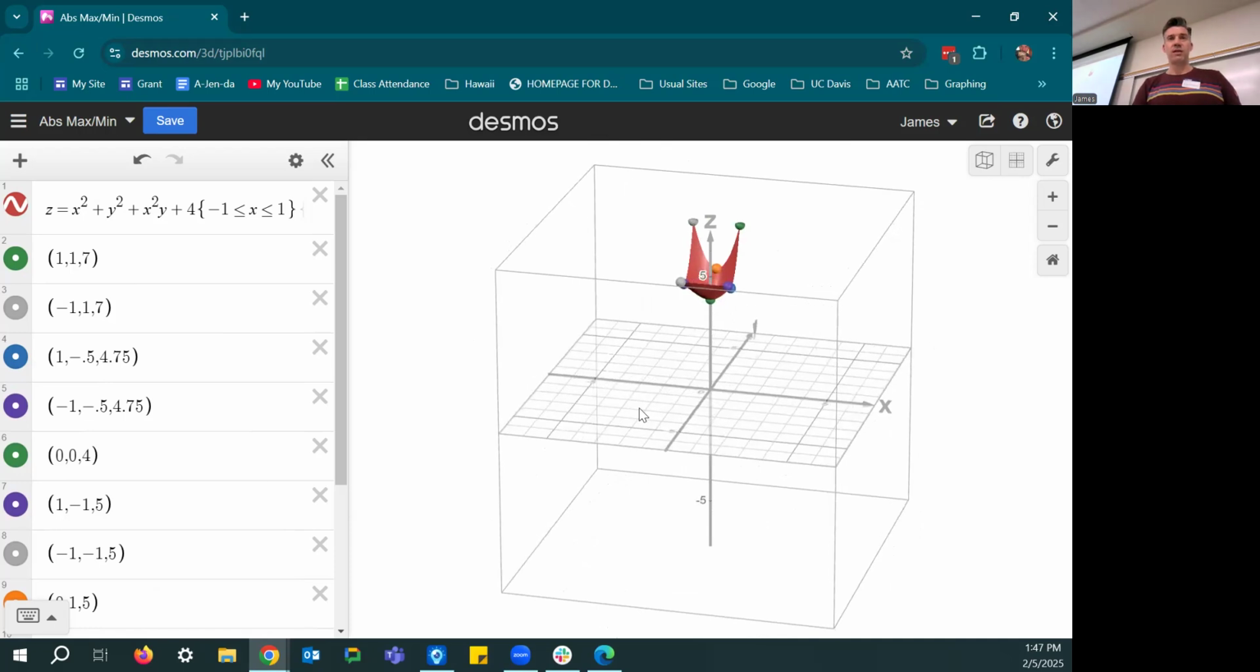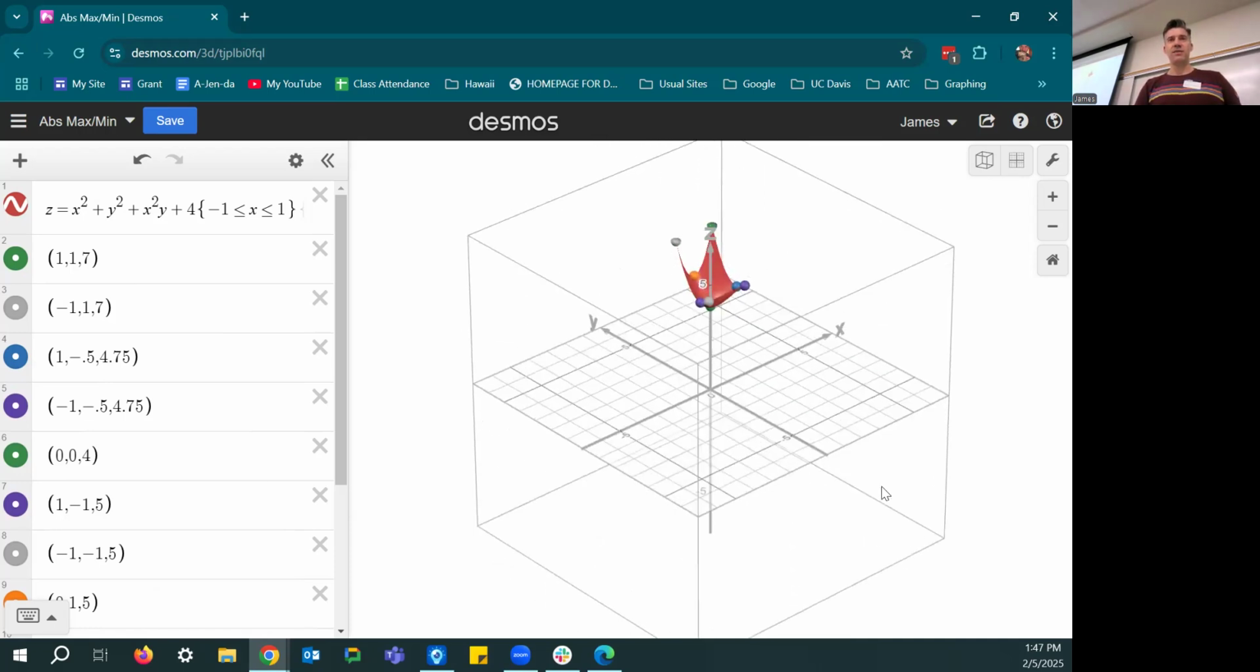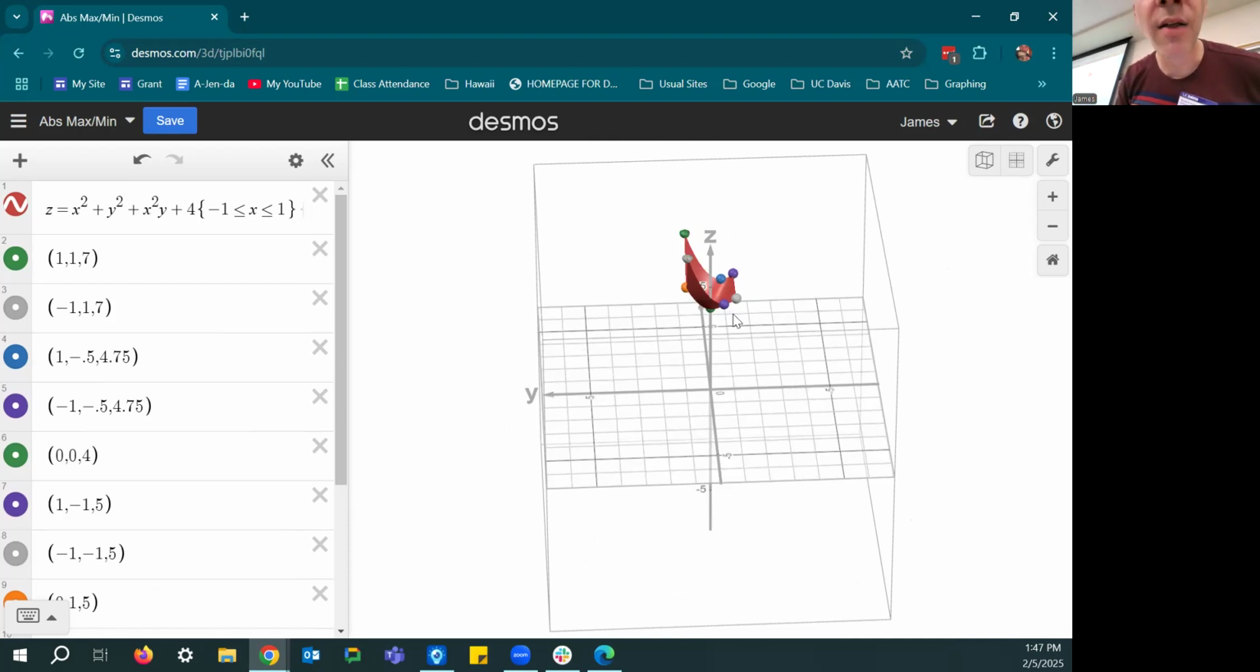Anyway, hopefully you can kind of see, although it's kind of hard to see, that point right there, that purple point right there. I turn it on and off. It was one of those border points that might have been a maximum or a minimum.